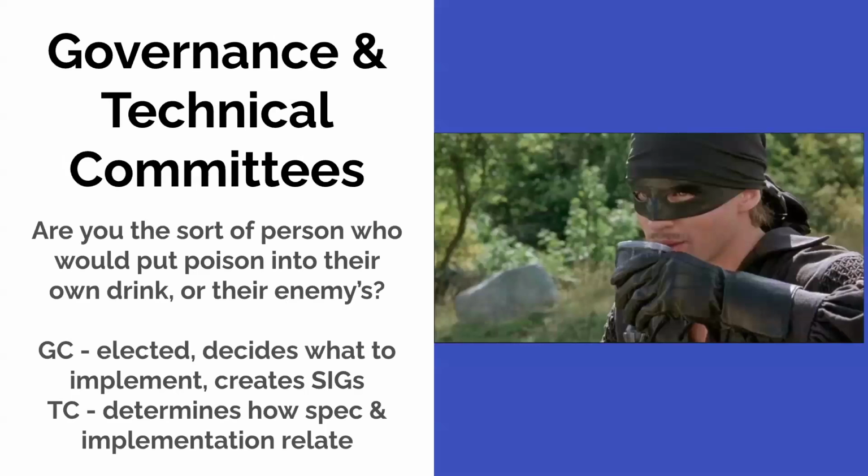Governance and technical committees basically govern the relationship between spec and semantic conventions and the language working groups. So the governance committee is elected. They decide what to implement and what languages, what groups will have, and the technical committee determines how the spec relates to the implementation.